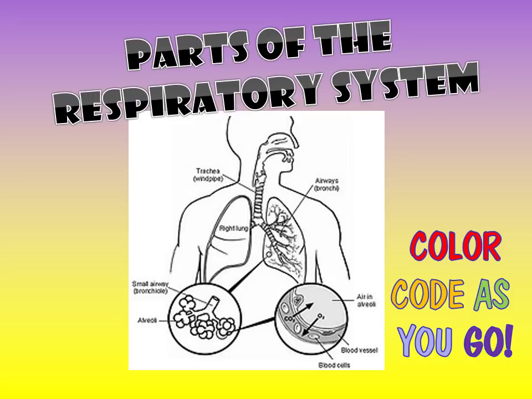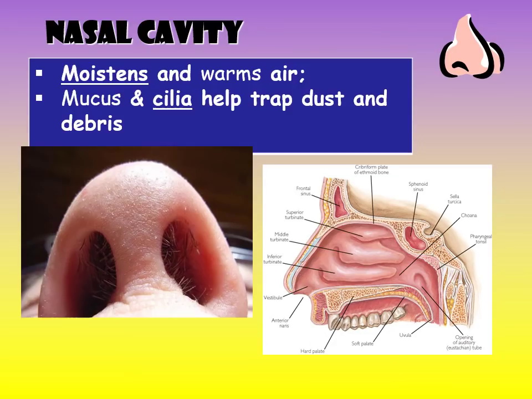Okay, this is the diagram that is on your paper, and you will note that it is overlaid with the labels and a description of each part. And we suggest that you color code as you go. It's helpful to have a set of highlighters or colored pencils so you can shade in the parts as we discuss them. We are going to start with the nasal cavity.